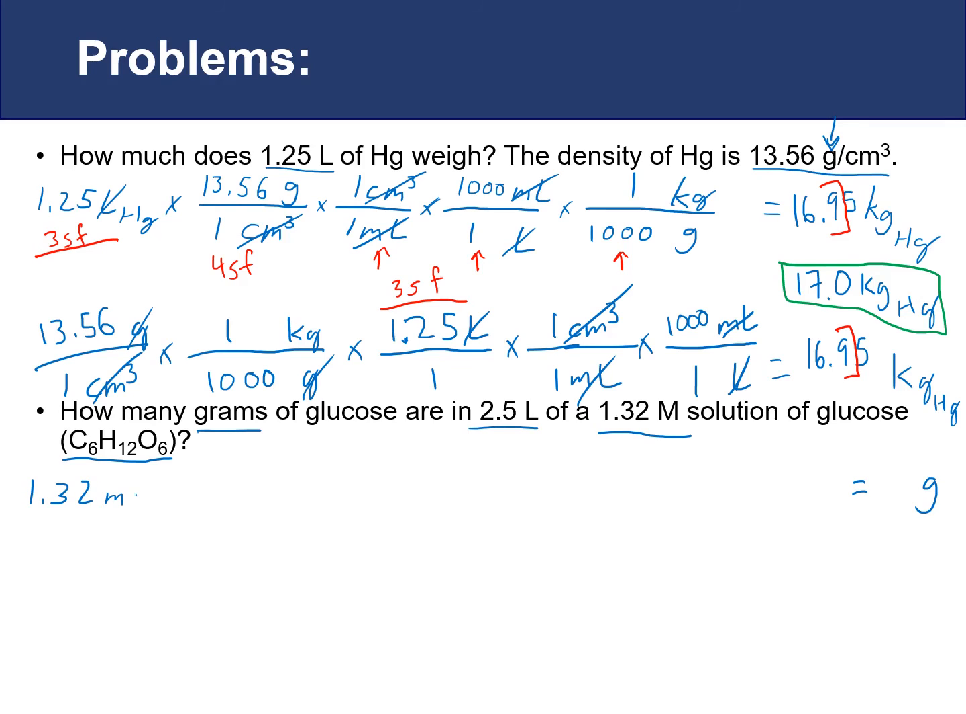1.32 moles per liter. That's what the capital M stands for. Multiply this. Okay, I can get rid of my liters by putting the 2.5 liters on top. Liters cancel out. I now have moles. And then if I multiply this by the molecular weight, which is grams per mole, if I put the grams on top, the moles on bottom, then my moles will cancel out, giving me grams.